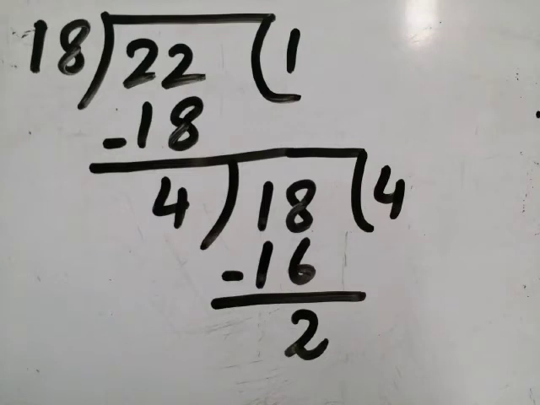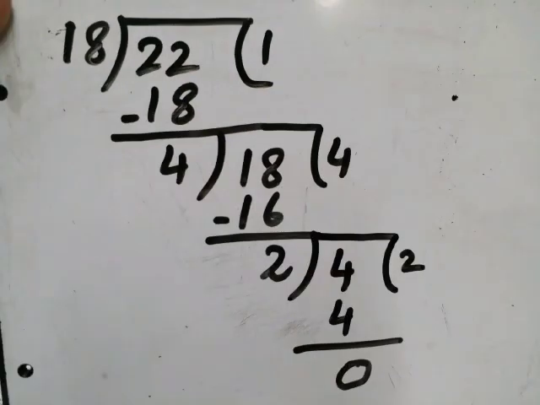Now we take 4 as divisor and 18 as dividend. When we divide it by 4, we get 2 as remainder. Now we divide 4 by 2, we get 2 as quotient and 0 as remainder.